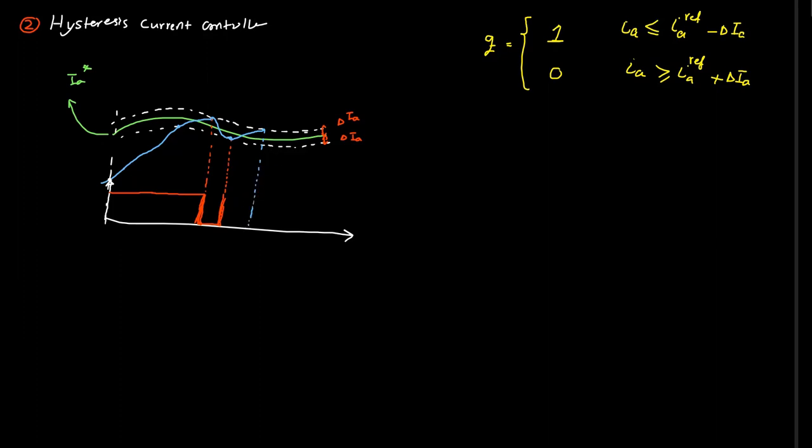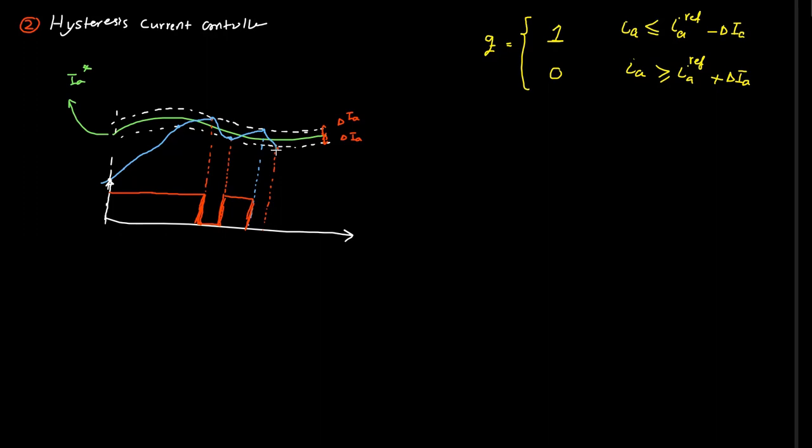So at this point IA is equal to IA plus delta IA reference, so I must turn off the switch at this point. So the current will be reduced. Let's assume it reduced here. Now I will judge only on the boundary.